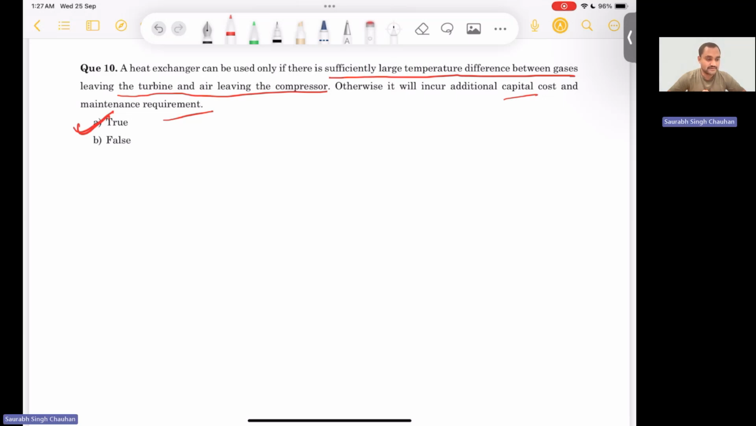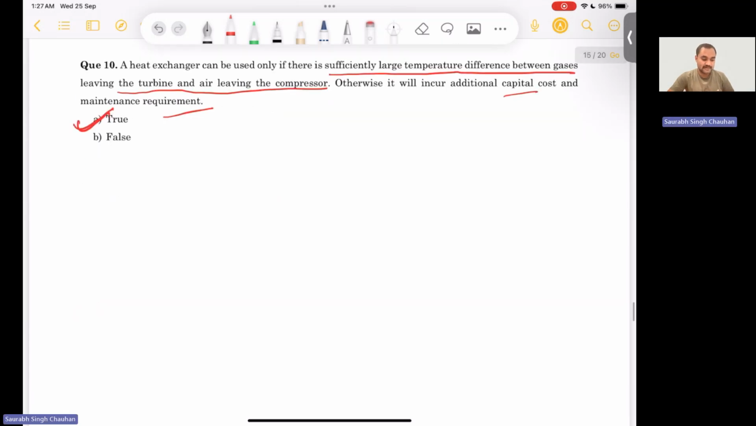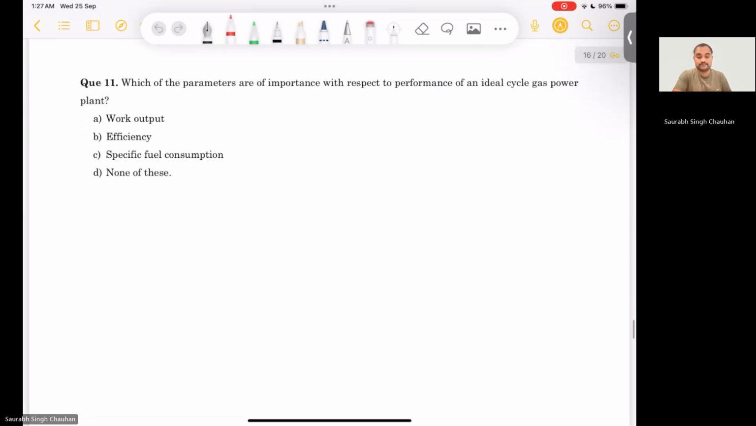So if there is no doubt, then we will move to question number 11, the next question. Question number 11 says which of the following parameters are of importance with respect to the performance of an ideal gas power plant. Option A says the work output, option B says efficiency, option C says specific fuel consumption, and D says none of these.